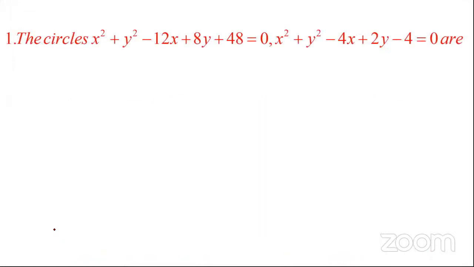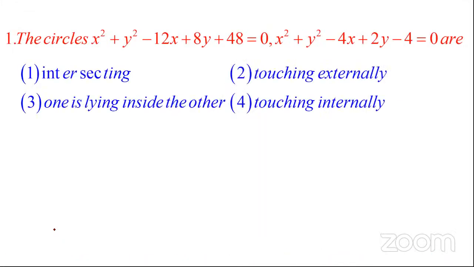Next, problems. The circles x square plus y square minus 12x plus 8y plus 48 equals 0 and x square plus y square minus 4x plus 2y minus 4 equals 0 are: intersecting, touching externally, one lies inside the other, touching internally. From the options we can find the relation between C1 C2 and R1 plus R2, R1 minus R2. So just we have to find that.